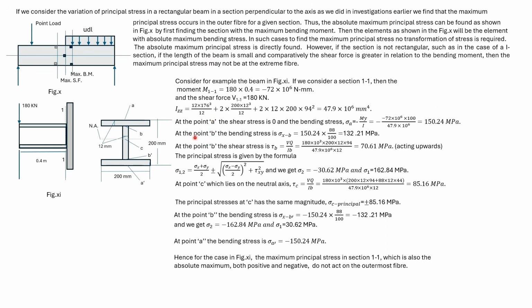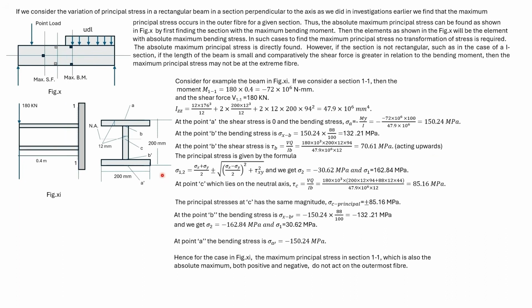We find the bending stress at the point B by taking proportions. We find the shear stress at the point B by using VQ by Ib. Here Q is the statical moment of this flange portion and b is the thickness of the web. We earlier determined that the principal stress is given by this formula. So we get sigma 1 and sigma 2 at B.